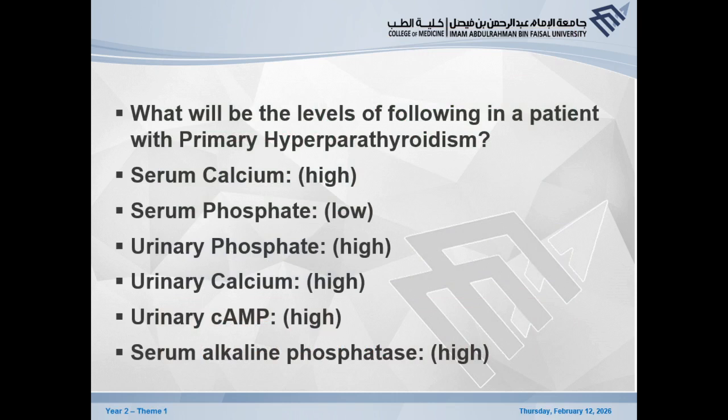So what will be the levels of the following in a patient with primary hyperparathyroidism? Serum calcium will be high, right? It's primary, so the parathyroid gland is producing more parathyroid hormone. Serum calcium would be high. Serum phosphate would be low because parathyroid hormone causes the phosphate to be excreted from the kidneys. So plasma or serum phosphate will be low. Urinary phosphate will be high because more of it is excreted. Urinary calcium will also be high.